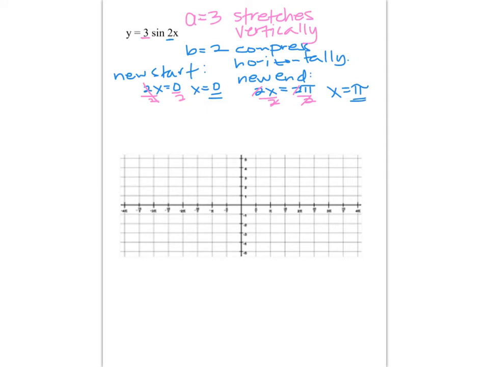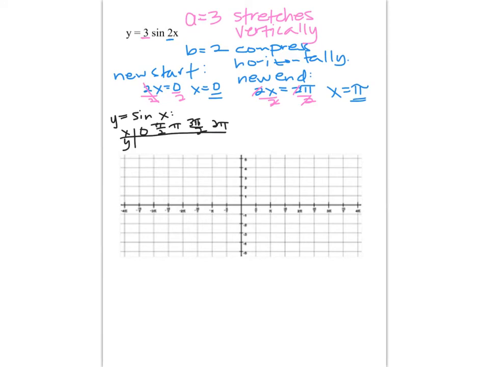Let's go ahead and start with our parent function, y equals sine x, and then we'll graph our new transformation. We have our x and our y, so we have 0, pi over 2, pi, 3 pi over 2, and 2 pi. Well, those pi's aren't trying to get in there, are they? There we go. That looks a little bit better.